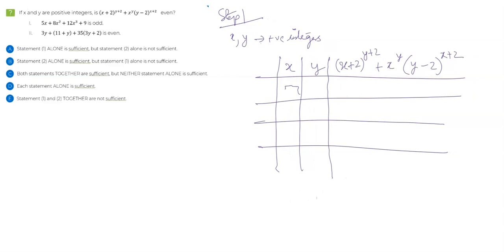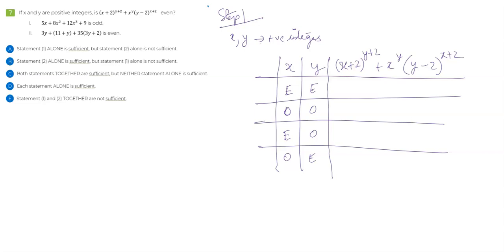Okay, yeah. So one scenario is when both of them are even. One scenario is when both of them are odd. One scenario is when x is even, y is odd, and one scenario is when x is odd, y is even. So let's see in all these 4 scenarios, what do we get as the final answer for this expression?